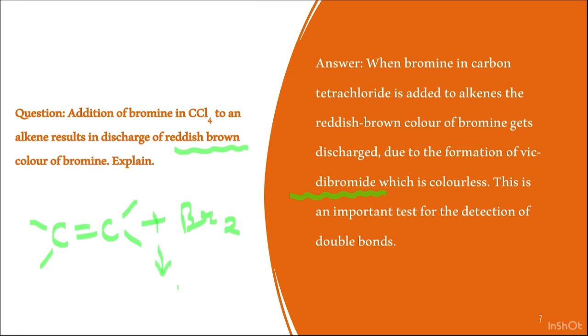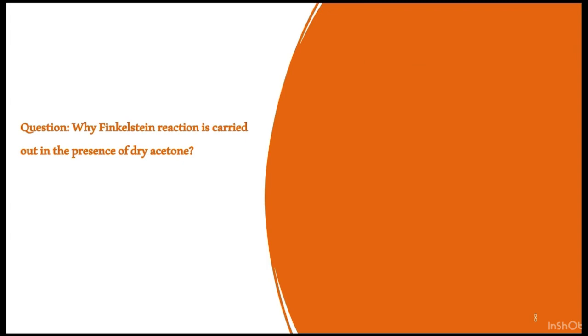Dibromide means on both the carbons one Br will come and you get a dibromide. Since bromine, Br2, has reacted and no longer exists, the color is no more visible. And these halides where the halogen atoms are on adjacent carbons are called vicinal dihalides. So this is the reason that formation of this dihalide results in the discharge of color.